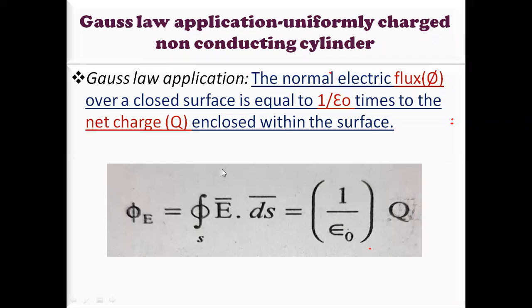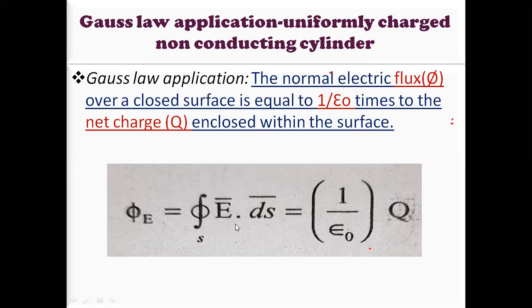Before we start this lecture, once again I will repeat the statement of Gauss law. What is the Gauss law? The normal electric flux over a closed surface is equal to 1 by epsilon naught times the net charge enclosed within the surface. Mathematically, we represent it as surface integral E bar dot ds bar equal to 1 by epsilon naught times the charge enclosed within the surface. This is the integral form of Gauss law.